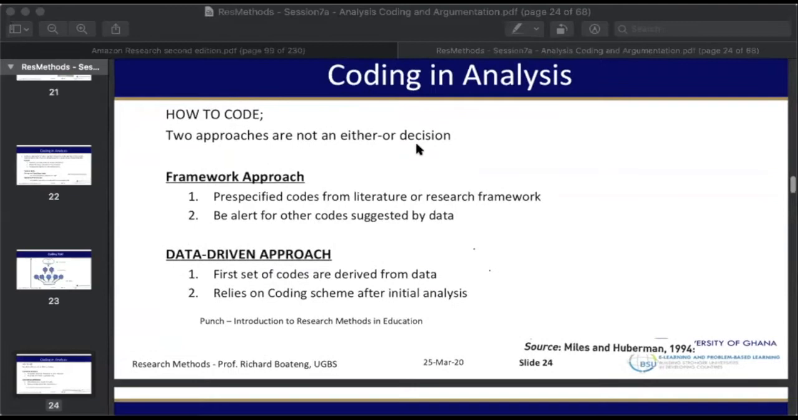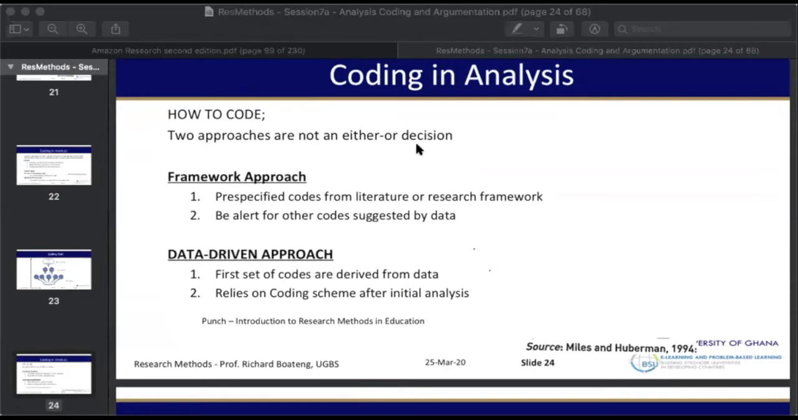How do you code? There are two approaches to coding. But it is not an either-or decision. It means that both of them kind of complement each other. The first one is what we call the framework approach, where you specify codes from literature or data or the research framework, and then you use that one to look out into the data. The second approach is the data-driven approach, in which you look at the data for codes. And as you go up, then you may think about bringing the theory.